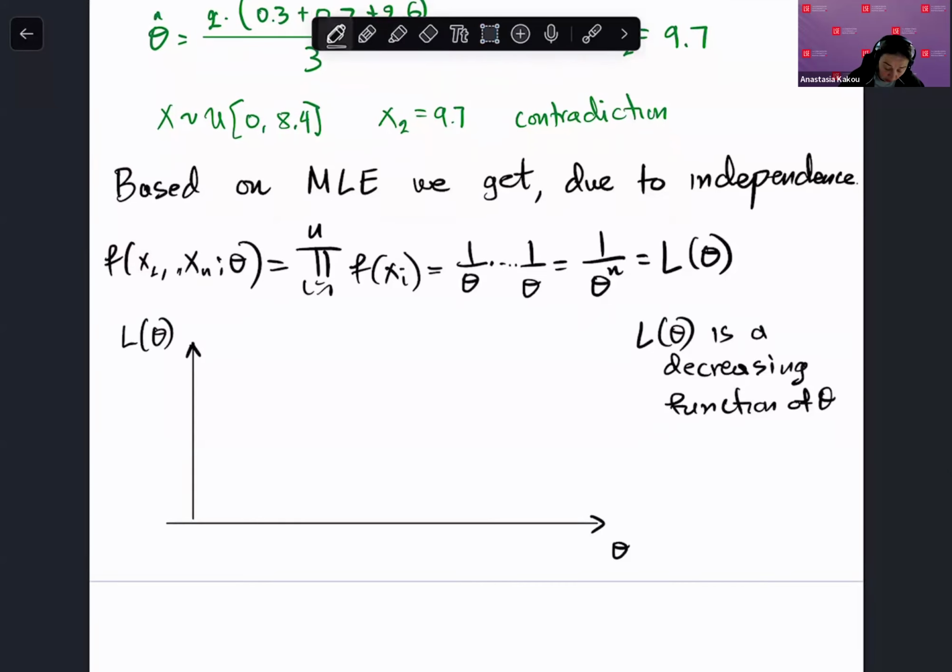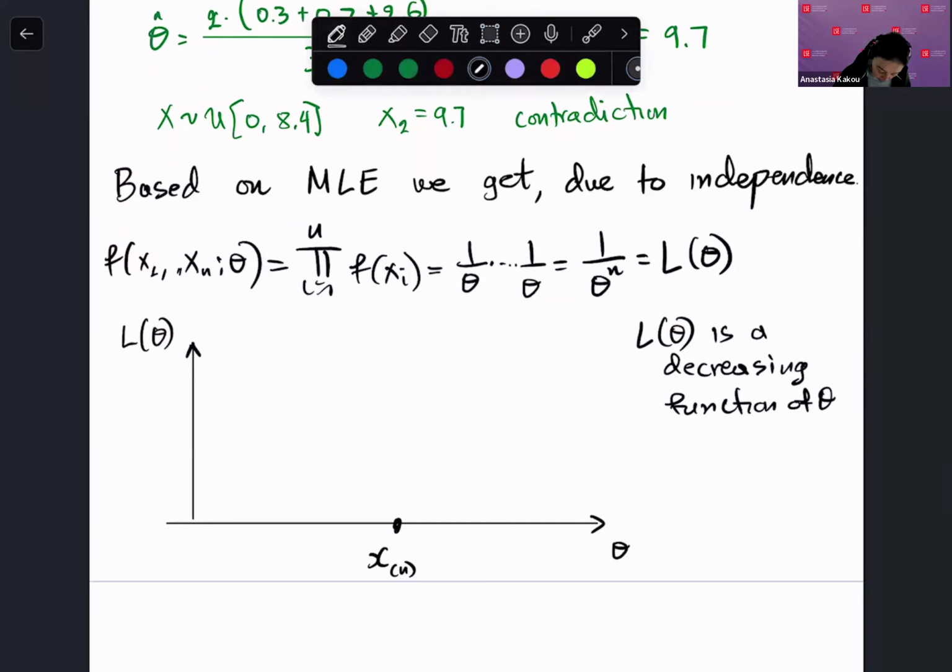However, the observations have to be smaller than theta, okay? So if we have the sample maximum here, let me write it as the maximum of the sample x1, x2, xn. This is the sample maximum. Then the value of theta has to be bigger than the sample maximum, okay?